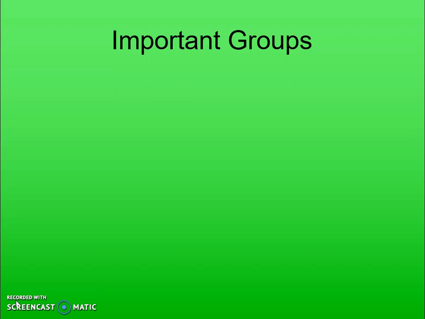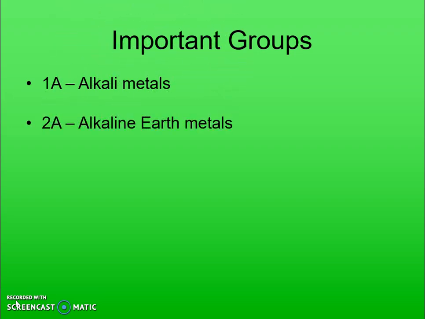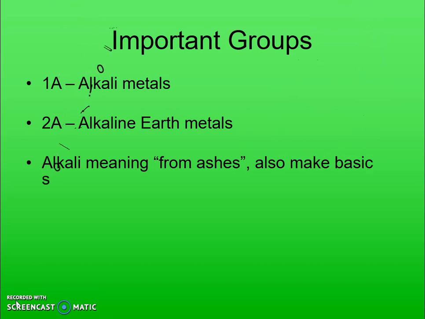But some important groups within the periodic table are the first column, all the way to the left, group 1A, they're called the alkali metals, and then the next column, 2 over from the left, is 2A, and they're the alkaline earth metals. Their name comes from the fact that you find them in ashes when you burn certain materials. These appear in the ashes of them.